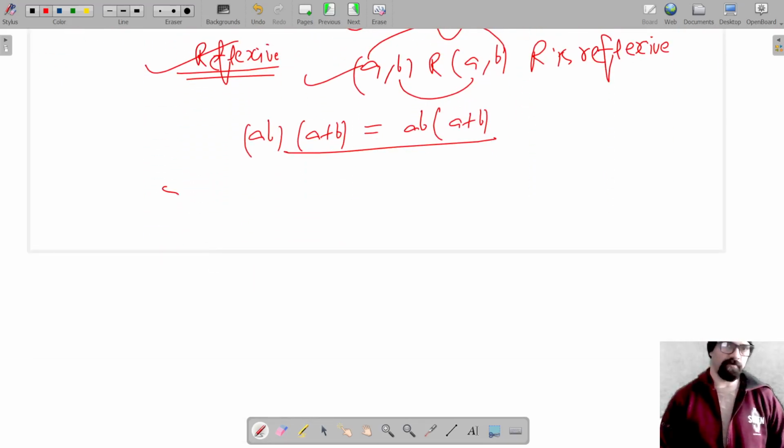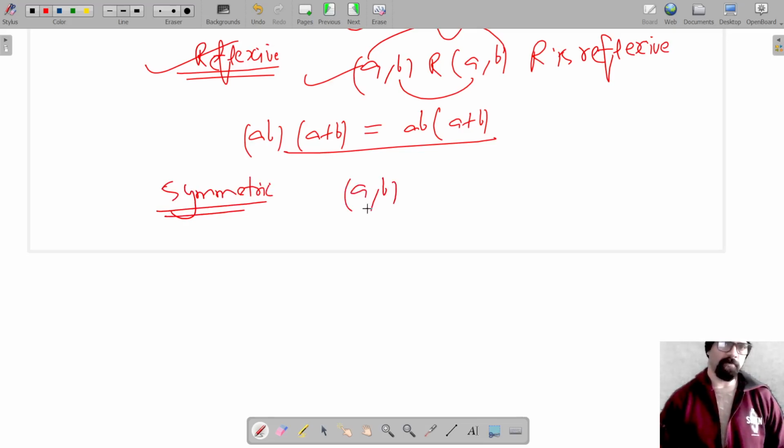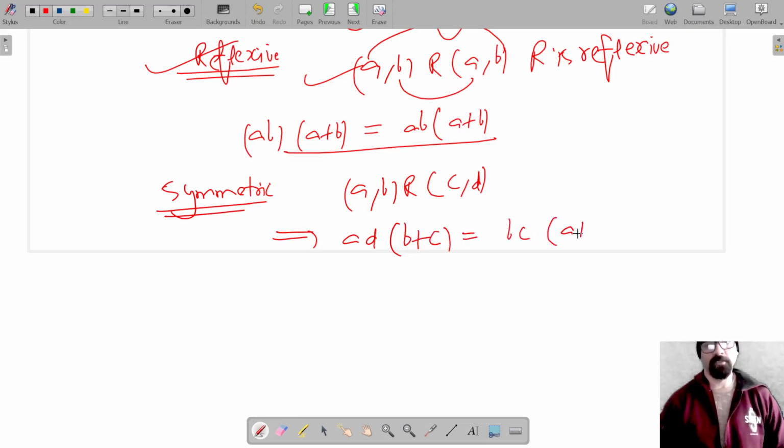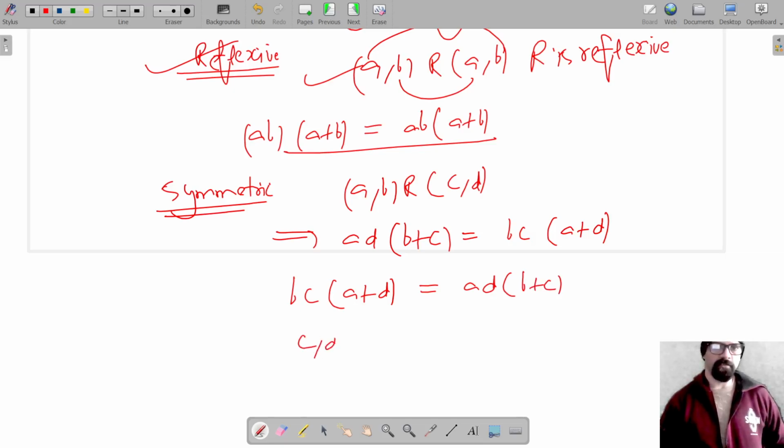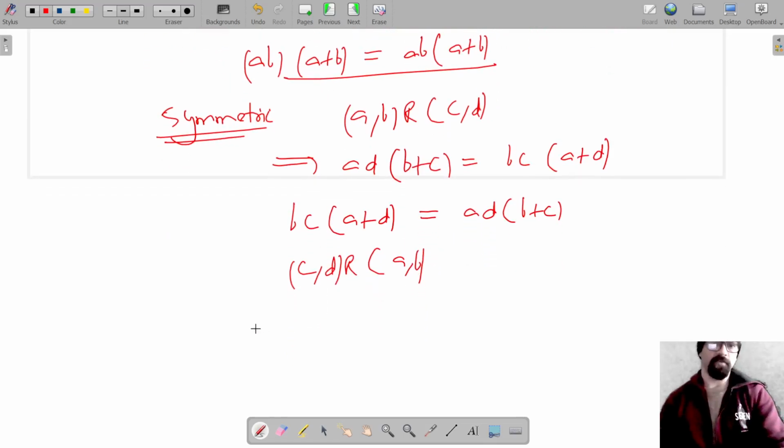Now let's check it for symmetric. To check it for symmetric, let's say (A, B) is in relation with (C, D). So this implies that AD into (B plus C) should be equal to BC into (A plus D). Now, if this is equal, I can change the sides: BC into (A plus D) is equal to AD into (B plus C). So that means (C, D) is in relation with (A, B). So that means R is symmetric.